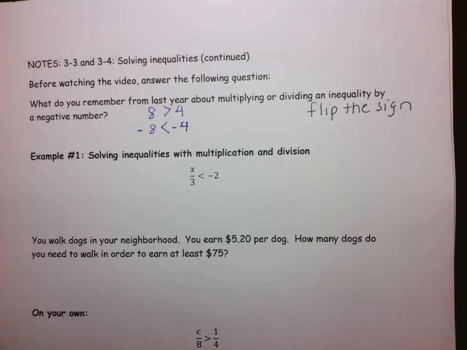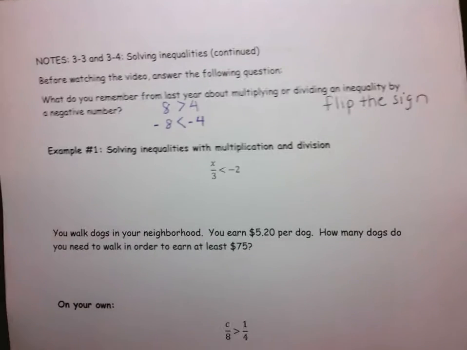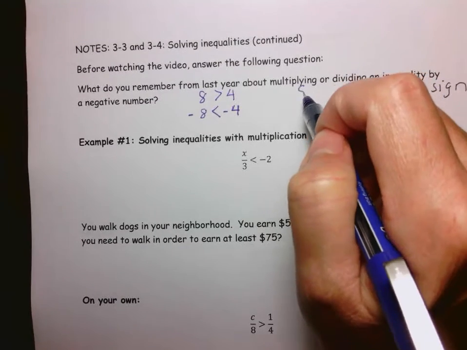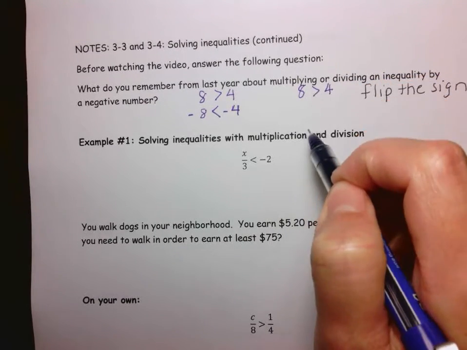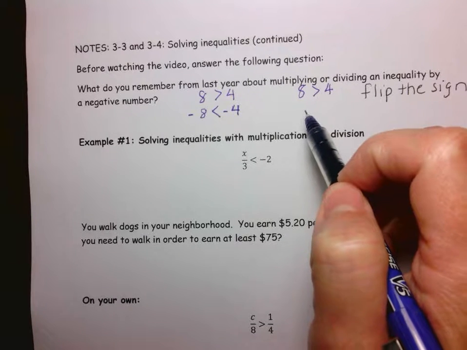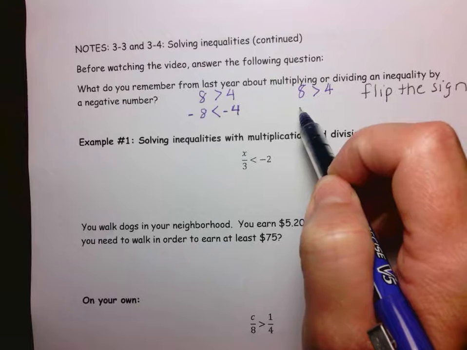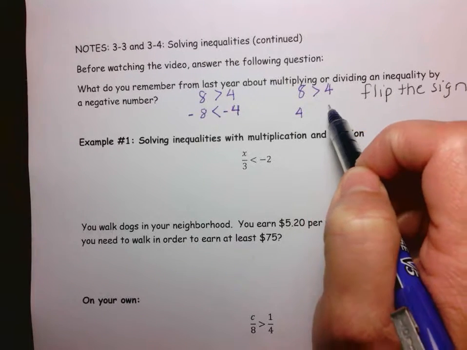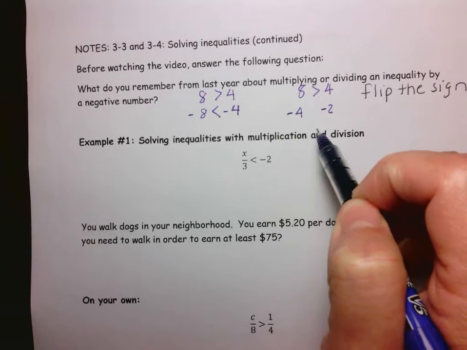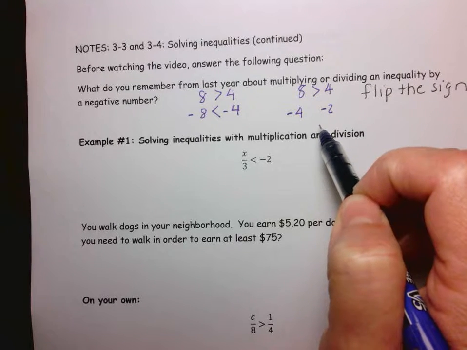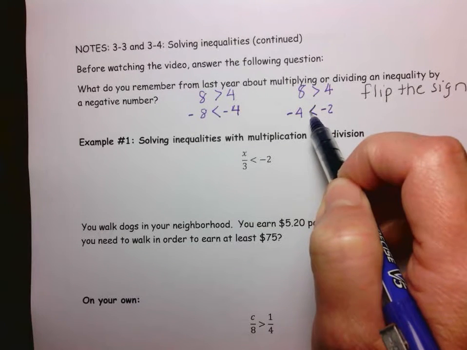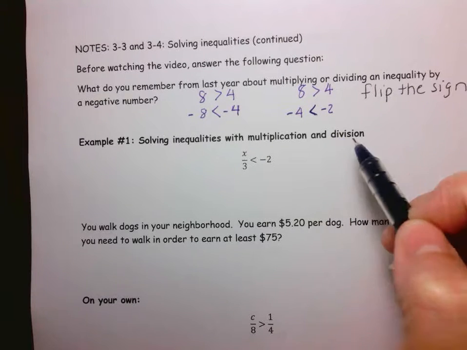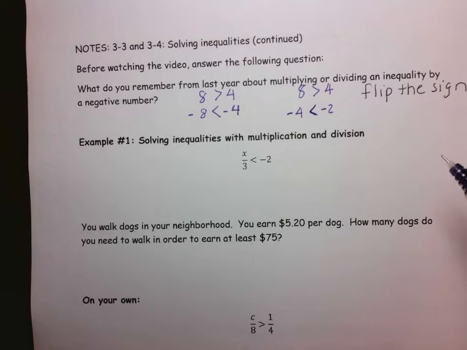So let's look at division. It's the same thing. So let me take my 8 and 4 example again. I have 8 and 4, and 8 is greater than 4. Well, let's divide both sides by negative 2. So I have negative 4 and negative 2. So which side contains the larger value? So you can see once again I flipped the sign. Again, I flipped the sign because I've just changed which side contains the greater value.